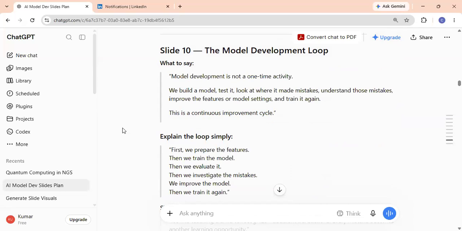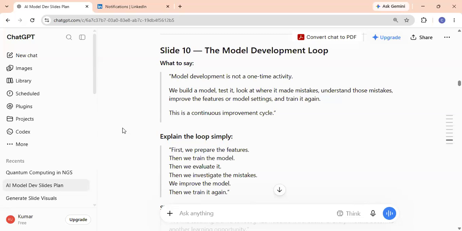So it means we are building a simple model as we discussed in the previous slides. We're testing it with some data set. Then look at where it made mistakes. It means there can be defects in the model. Then understand those mistakes, improve the features and model settings. The defects can be there because of the inconsistency of the data. Sufficient data is not there to test a model. It can be a code problem, it can be a data problem also, for failures. And train it again and again with model settings, right?